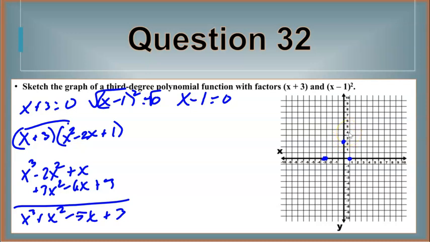Since this is a positive cubic, it goes up from left to right. So that means this is going to go down on the left side. So from left to right, it's going up. So it's going to cross at -3. It's going to go up here, and then it's going to come back down, and then it's going to pop back up here. So that would be a general sketch of this polynomial.